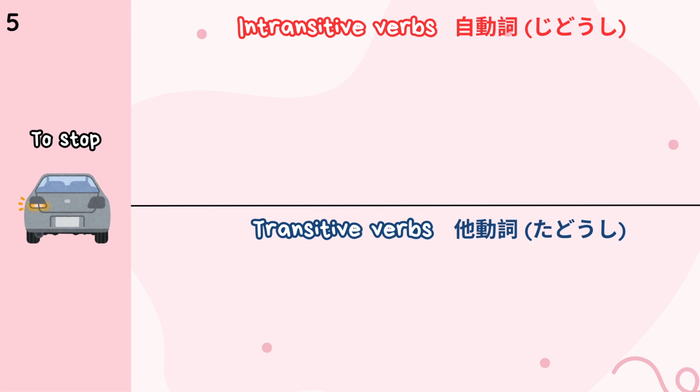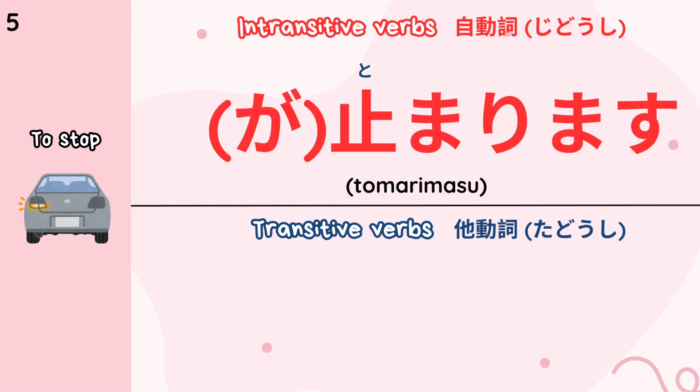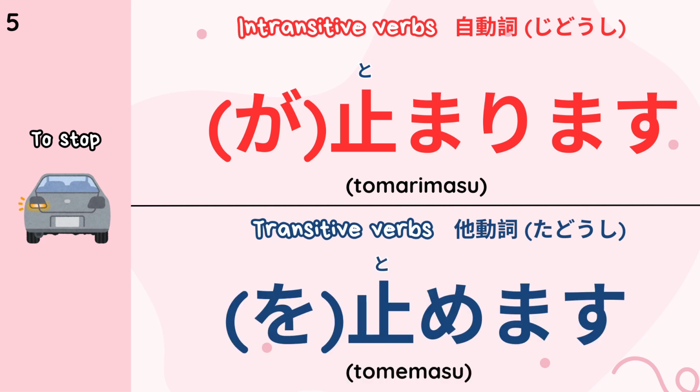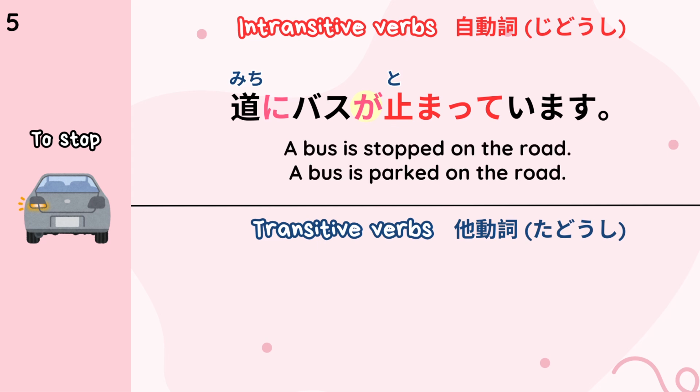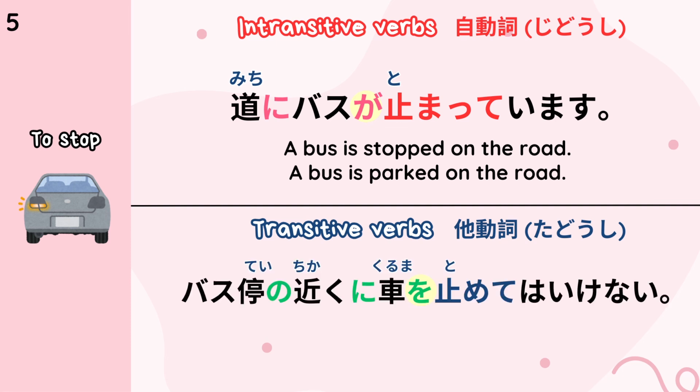To stop, が止まります。止まります。を止めます。止めます。道にバスが止まっています。A bus is stopped on the road, or a bus is parked on the road. バス停の近くに車を止めてはいけない。Do not park your car near a bus stop.